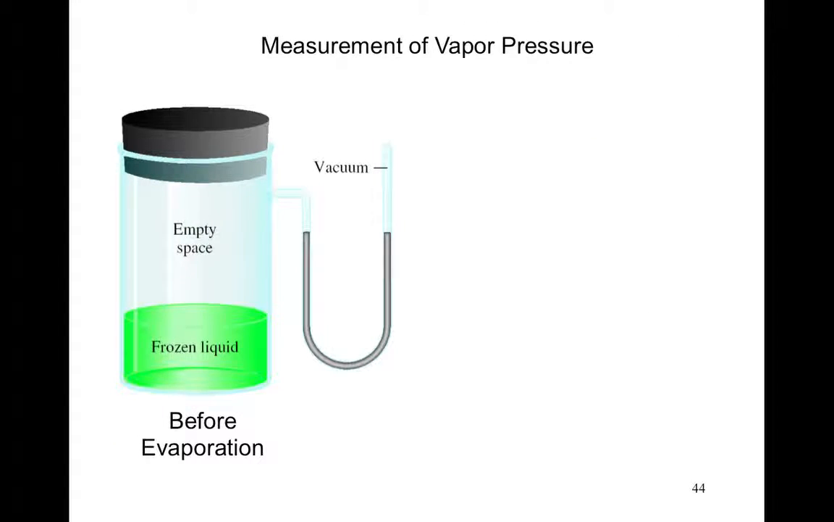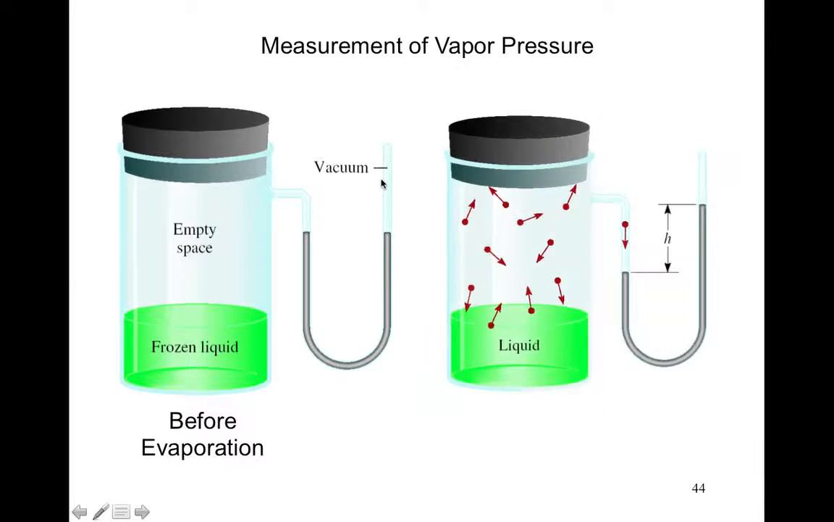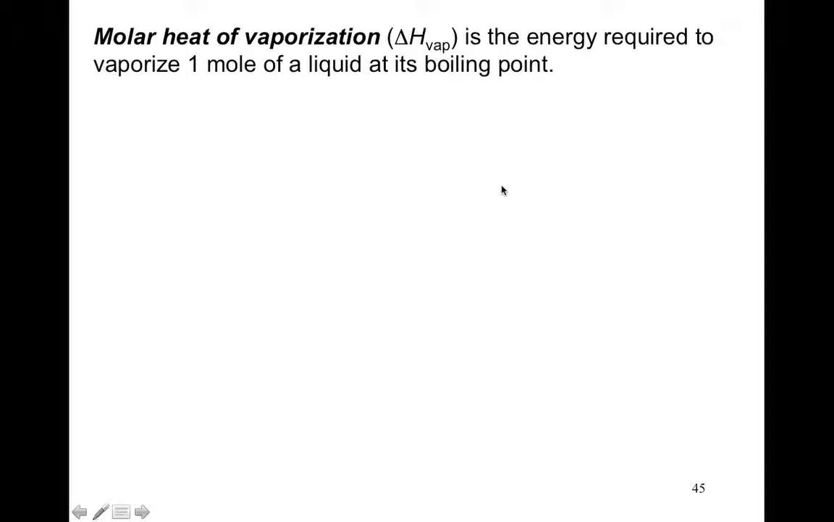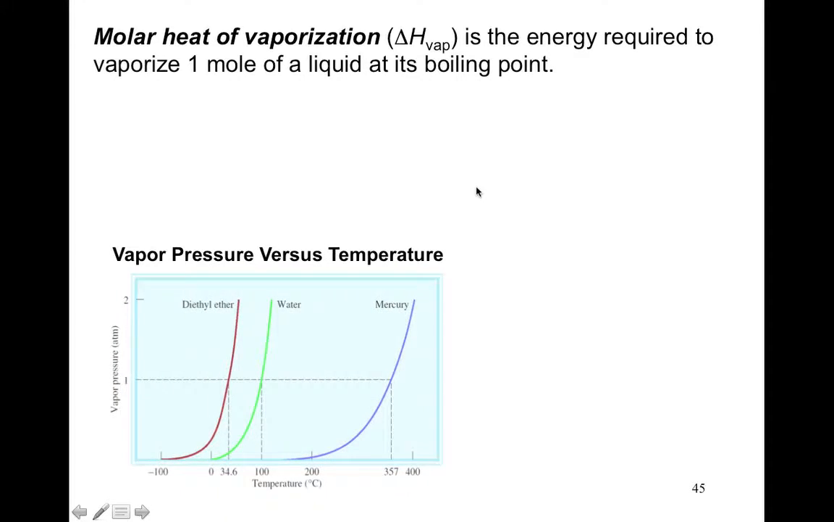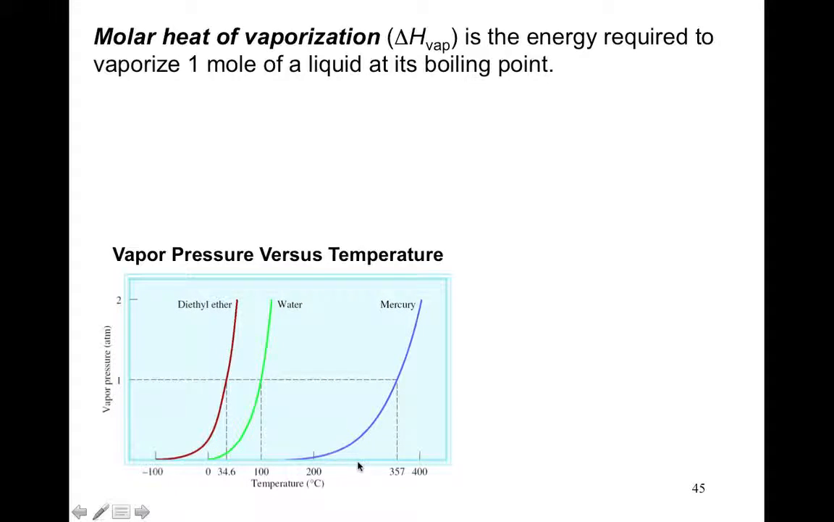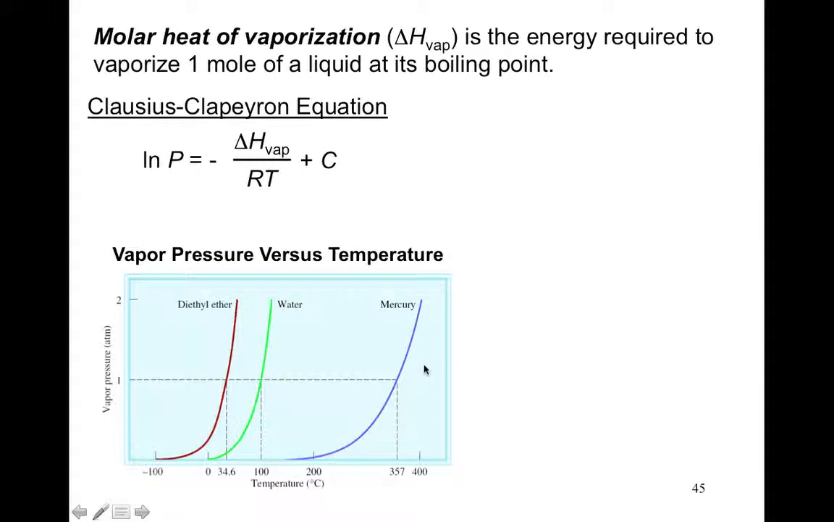So here's the way they can measure it. With a frozen liquid, there's no evaporation occurring, and we have a vacuum over here. Then as that frozen liquid becomes liquid and starts to evaporate, it pushes up this little barometer reader here. And so there's the way we know that. Molar heat of vaporization is the energy required to vaporize 1 mole of a liquid at its boiling point. For vapor pressure versus temperature, you can see as the temperature goes up, so does the vapor pressure.